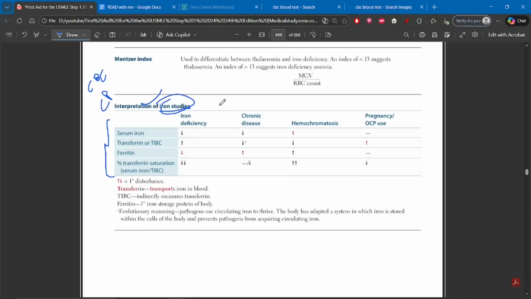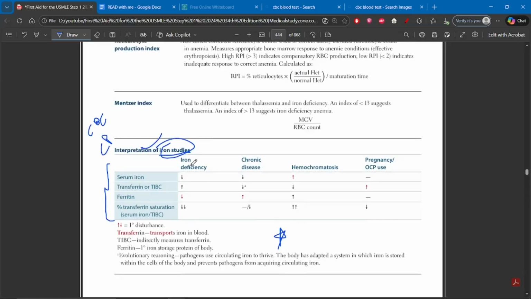And as you can see, there are different conditions and there are different variables. Knowing and understanding how these variables connect or behave in these particular conditions, this is how you will get to your diagnosis particularly. This is important for your question. So this is very important because half of the hematology questions will have iron studies in them or they're just going to mention them somehow. So this is very important.